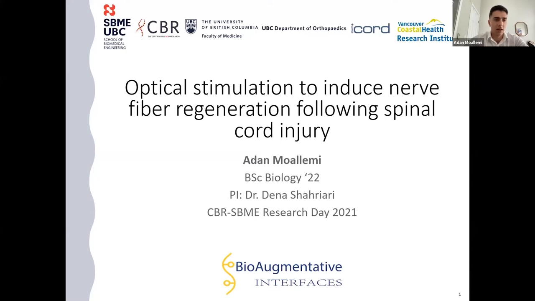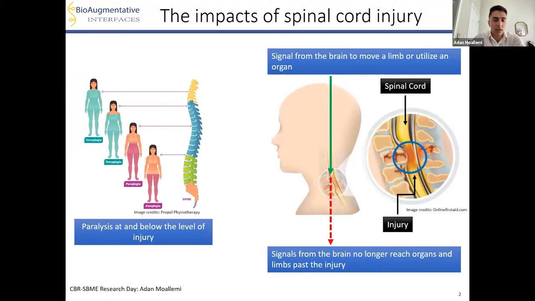All right. Hi, everyone. My name is Adan Moallemi, and today I'll be presenting my research this summer in the Bio-Augmented Interfaces Lab at ICORD. Next slide. Looking at the figure on the left, injuries to the spinal cord cause paralysis in regions at and below the injury site. On the right, you can see these injuries result from damage to crucial fibers. These damaged fibers cannot spontaneously regenerate and grow back lost connections, hence why an intervention is needed to induce regeneration. Next slide.